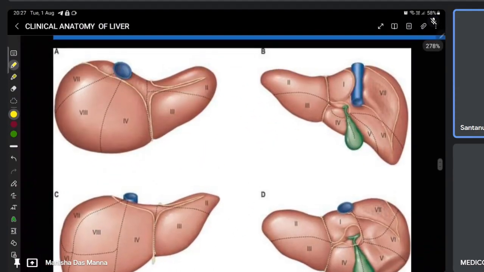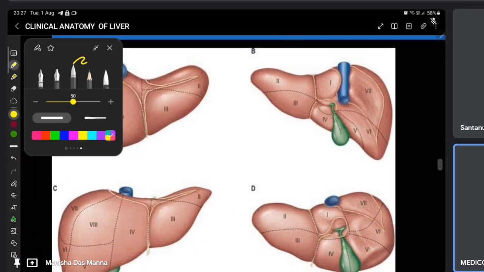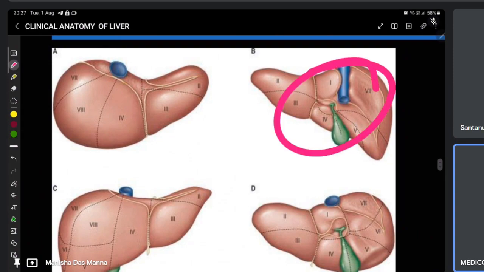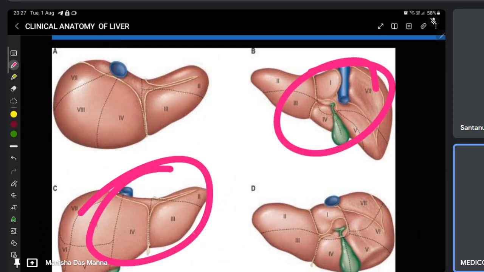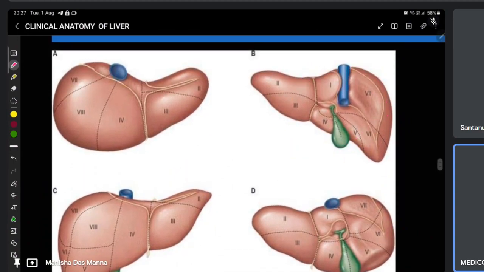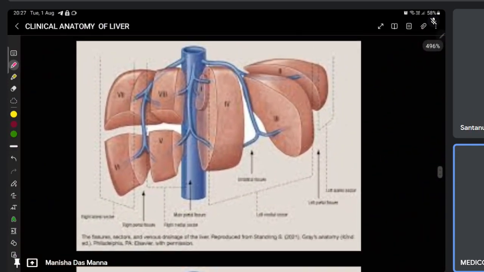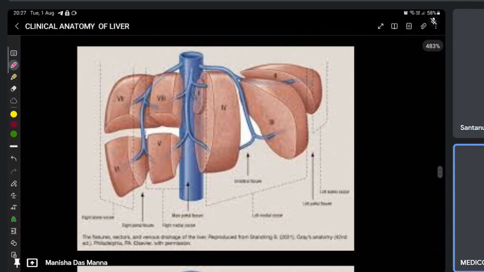So here you can appreciate all the segments in various aspects. This is the posterior aspect, this is the anterior aspect. You can appreciate various segments. So yes, these are the sectors. This is the classification of sectors, and you can appreciate these things also here.